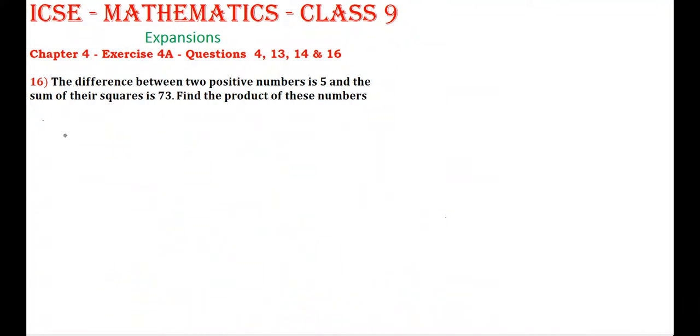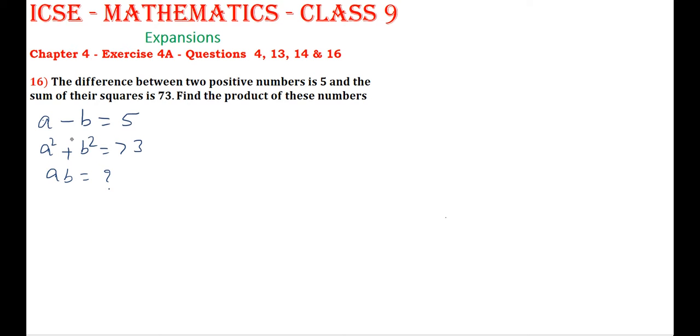Next question 16. The difference between two positive numbers is 5 and the sum of their squares is 73. Find the product of these numbers. So from the given condition, the difference between two positive numbers is 5. So we can take the numbers a and b. So the difference between two numbers, a minus b equal to 5. And second, the sum of their squares is 73. So a square plus b square equal to 73. And we need to find the product of these numbers. So ab equal to question mark.